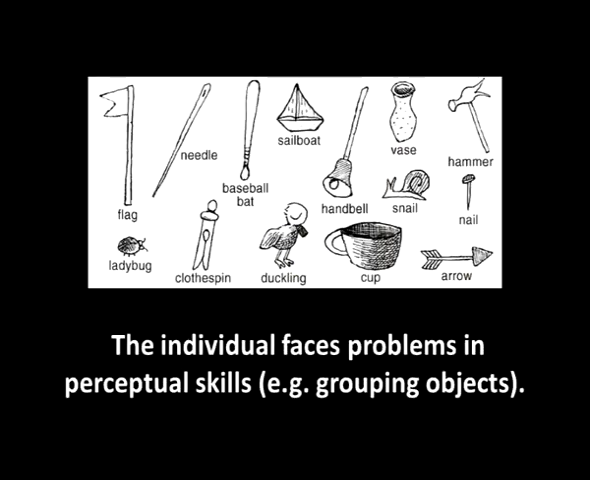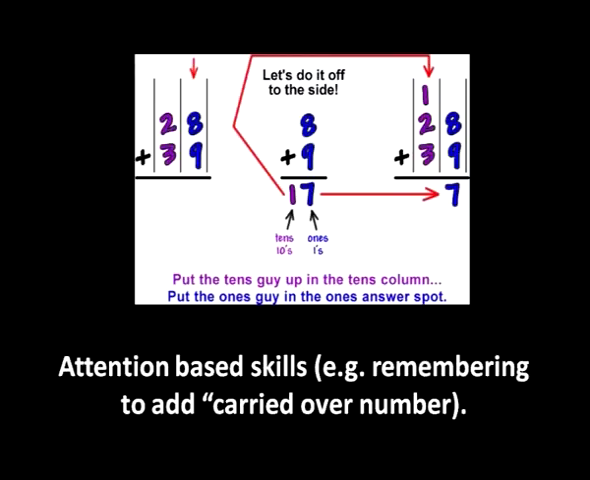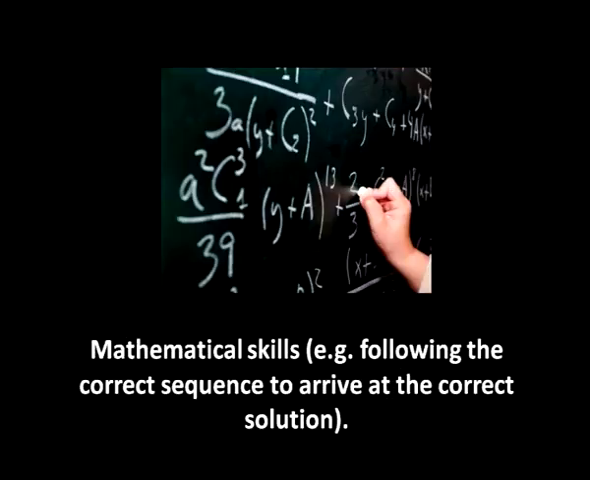The individual faces problem in perceptual skills. Example, grouping objects. Attention-based skills. Example, remembering to add, carry over number. And mathematical skills. Example, following the correct sequence to arrive at the correct solution.